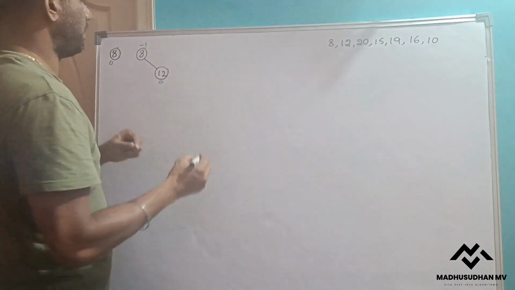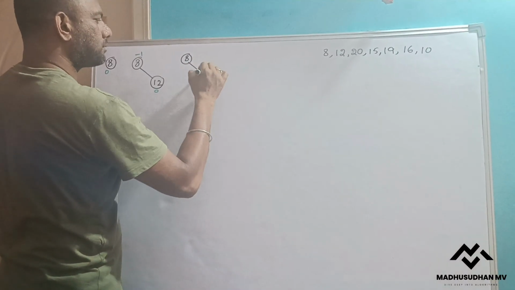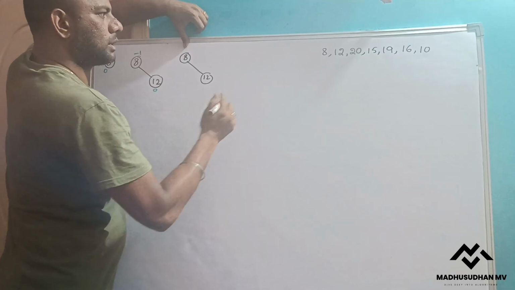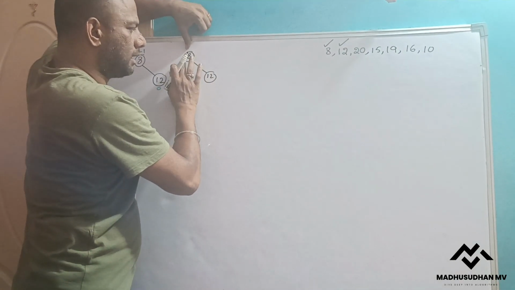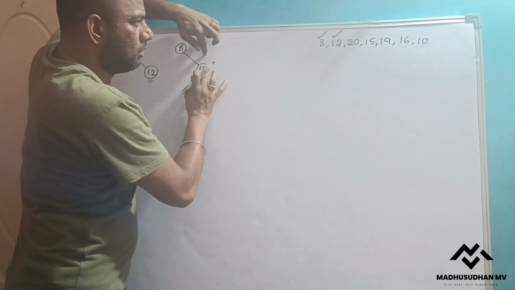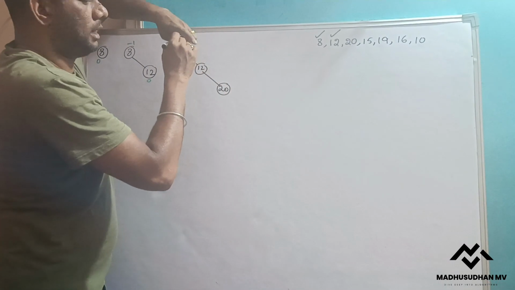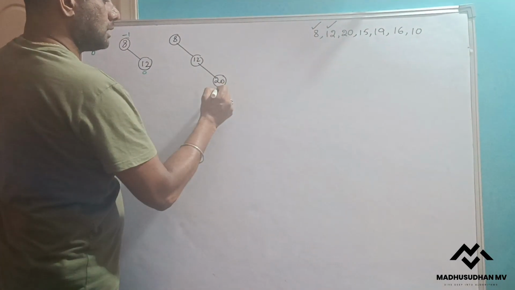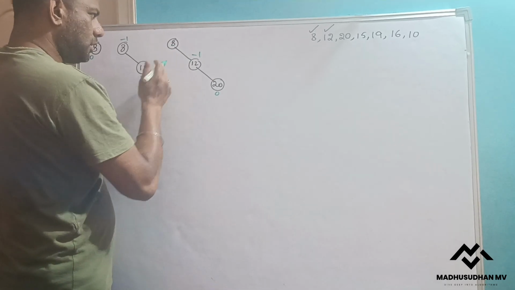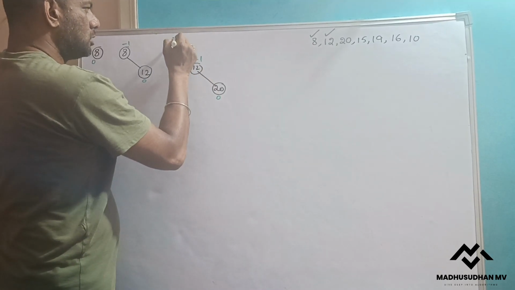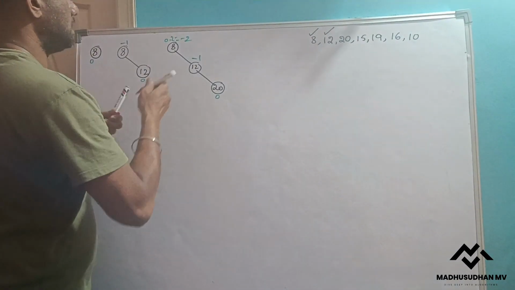So the next element is 20. So 8, 12 already are there. Now 20. It is greater than 8, come to the right. Greater than 12, so come to the right. I am inserting it on the right. Now calculate the balance factor. Leaf node 0. 0 minus 1, 0 minus 2, that is minus 2. So it is imbalanced. This node is imbalanced.